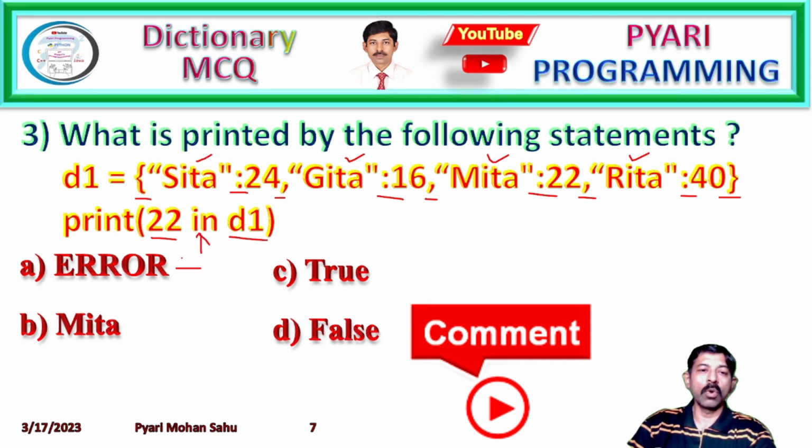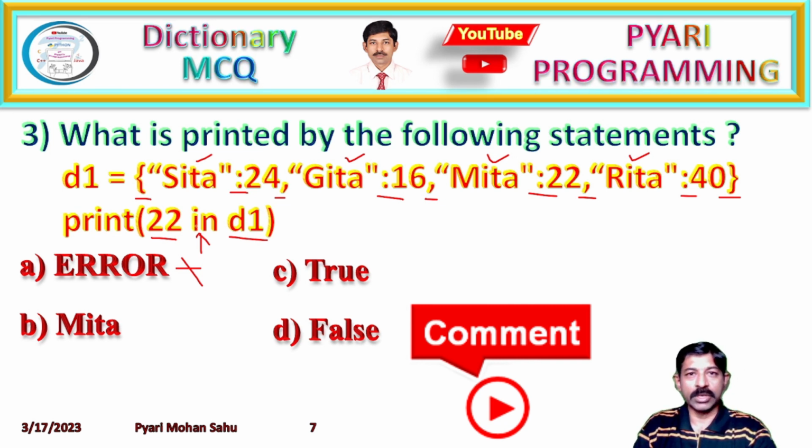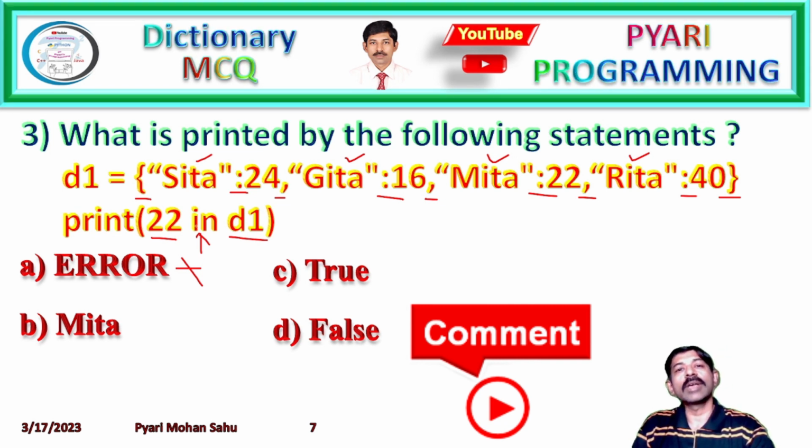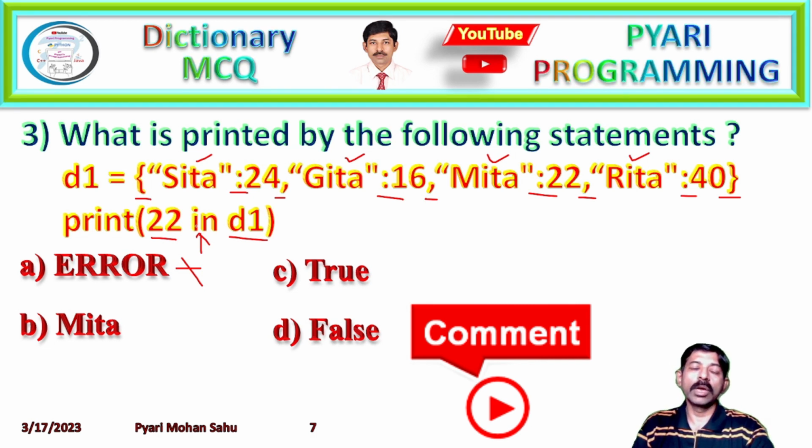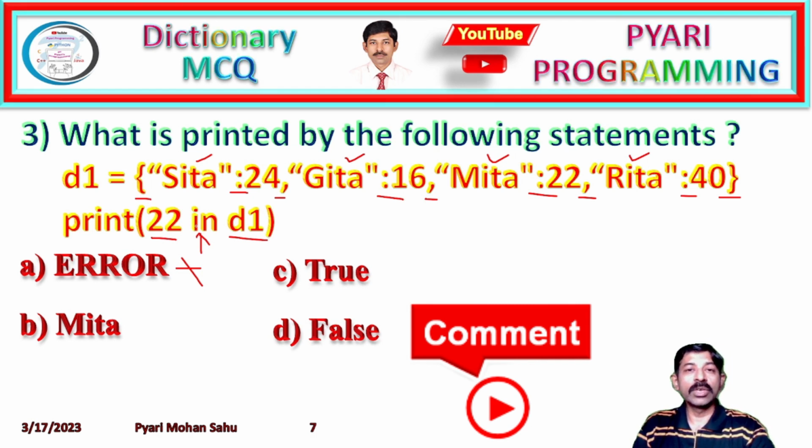So that means no error. So let's check for the output. Now membership operator checks whether the value is available or not. Now here we have given 22. Now dictionary checks or retrieves the information based on the key. So that's why it will check whether 22 is a key available in the dictionary or not.